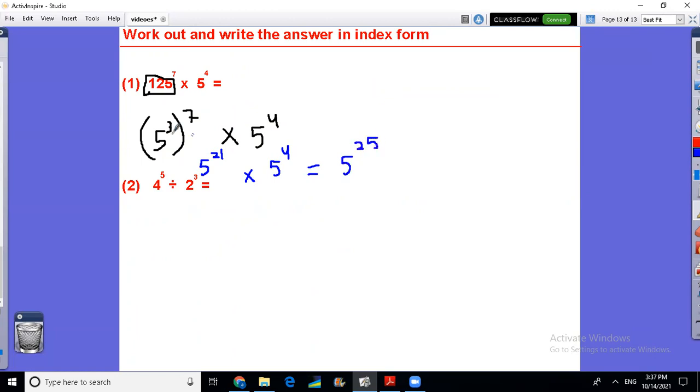Okay, so can you do the same thing also here with question number 2? The same thing exactly, work out and write the answer in index form. Try to make the 4 as a power of 2, do what you need to do to find the final answer, exactly like what we've done here in question number 1. Pause the video, do it right now, then come back to check if your answer is correct or not. 4 to the power of 5 is going to be, okay, it's there too. I want this as a power of 2 also.